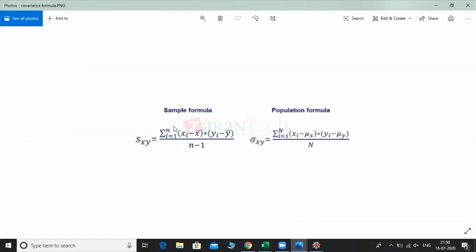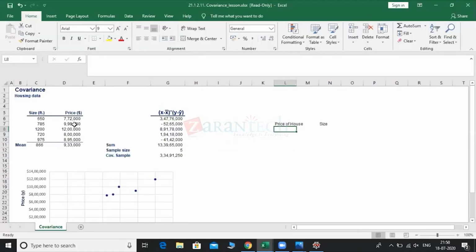There's not much of a difference with the sample formula. As I was telling you, when you are using the sample formula, it will be n minus 1, which is the sample size minus 1. So we'll focus on this. When we calculate it, we'll use the same idea: how different each value is from the mean of that variable. The mean here is 866.